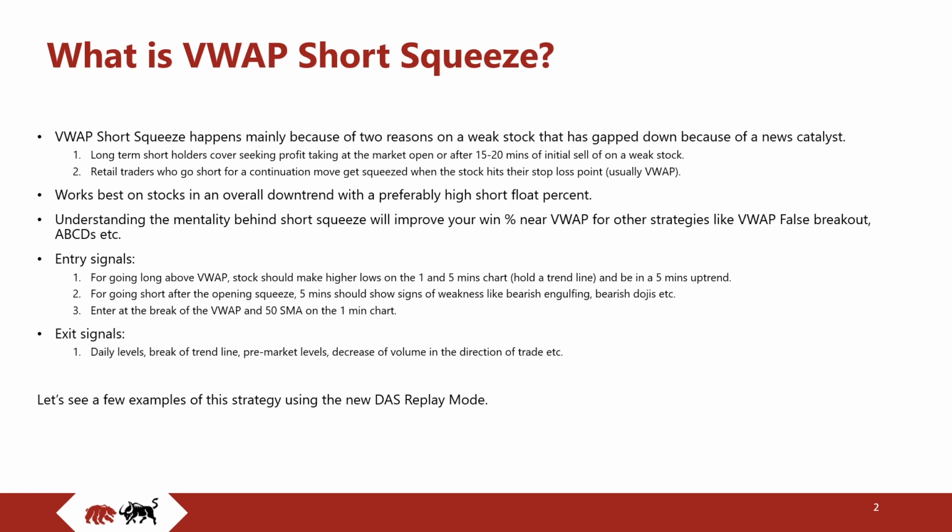This strategy works best on stocks in an overall downtrend with a high short float percent. Understanding the mentality behind the short squeeze will help you improve your win percentage near VWAP for other strategies like VWAP false breakout, ABCDs, etc. So, entry signals.